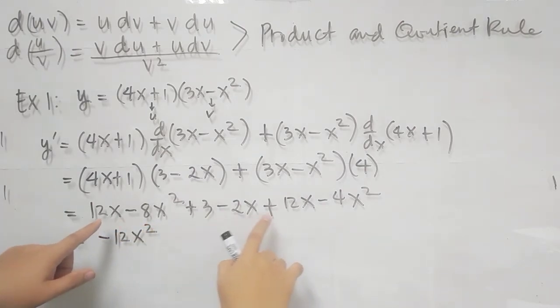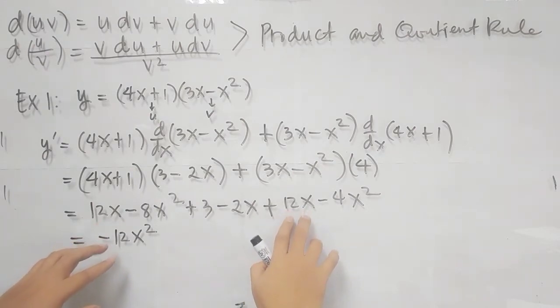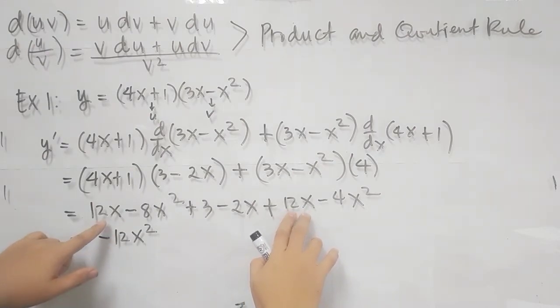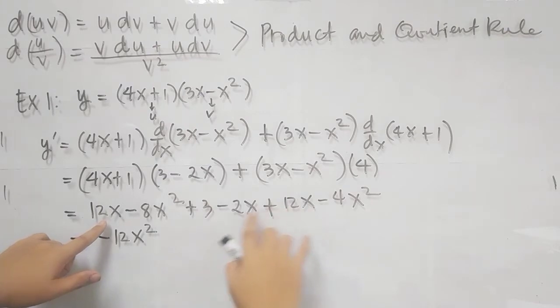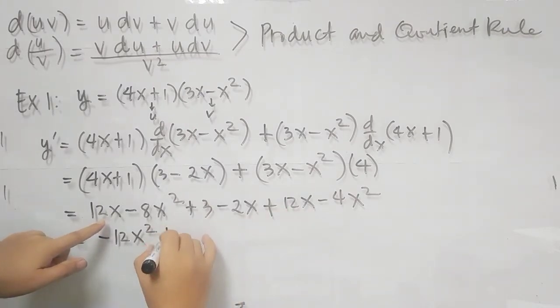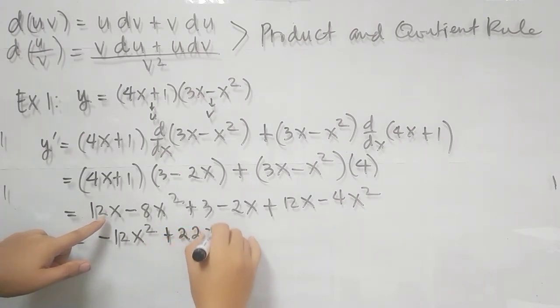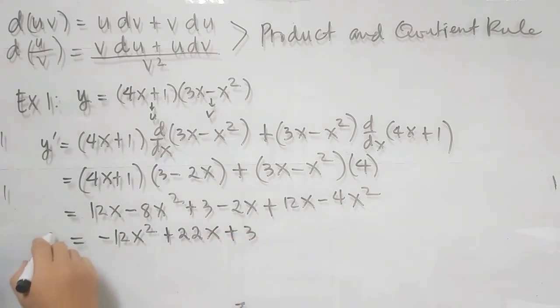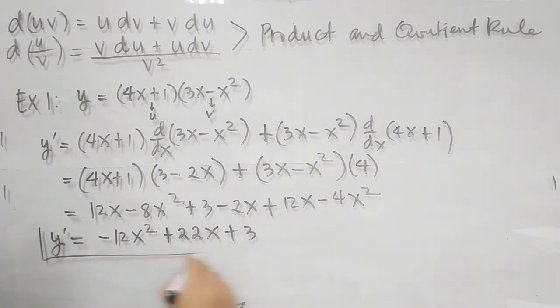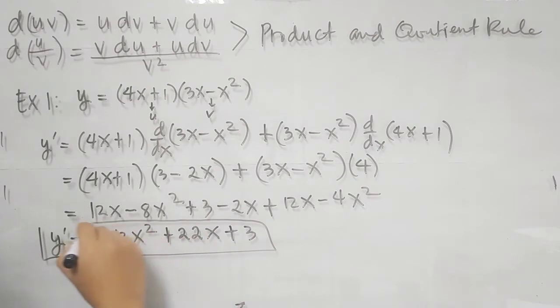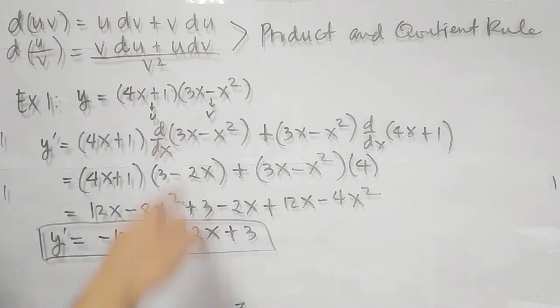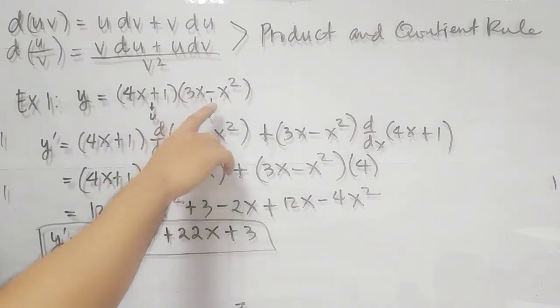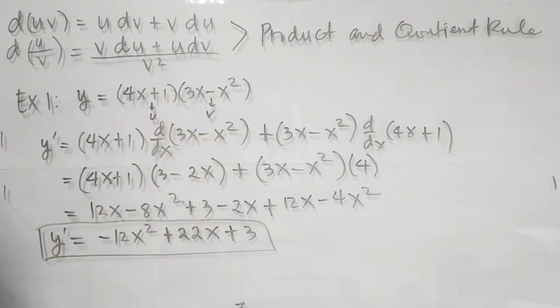And then we have 12x and 12x, that is 24, minus 2, that is 22x, plus 22x. And then we have here 3 plus 3. This will be our first derivative of this function, 4x plus 1 times 3x minus x squared.